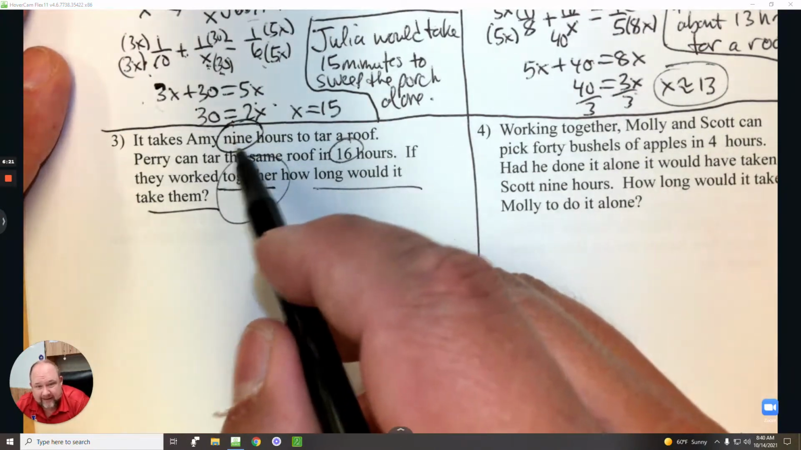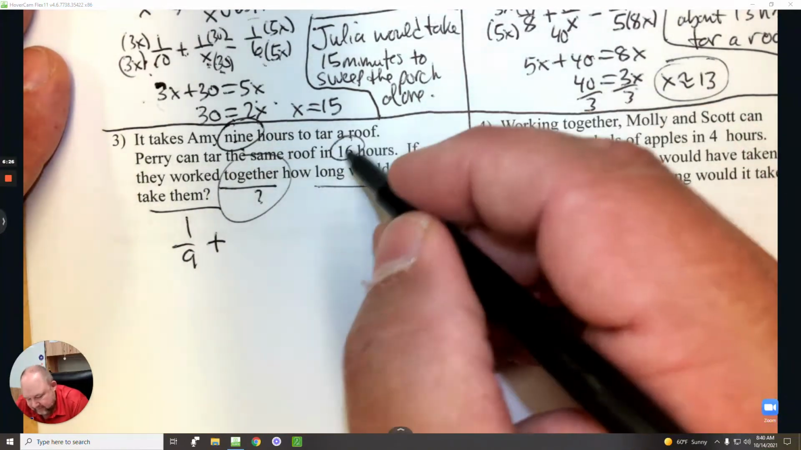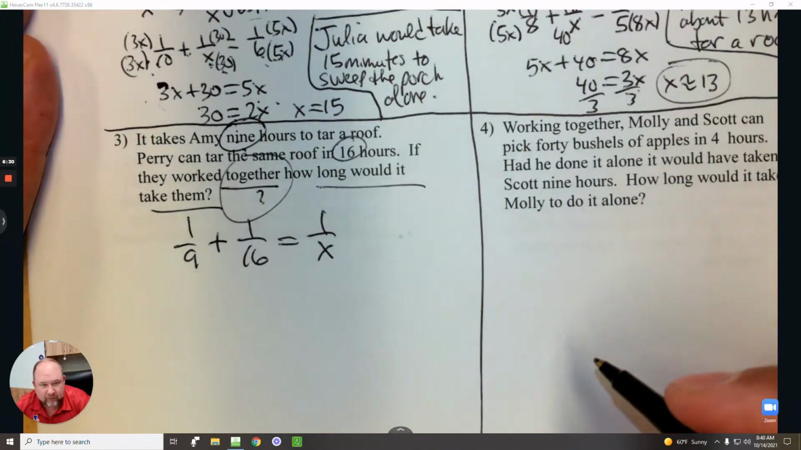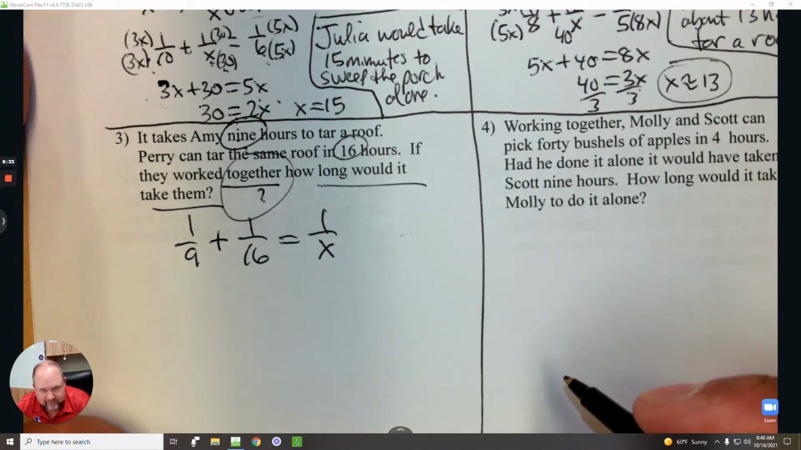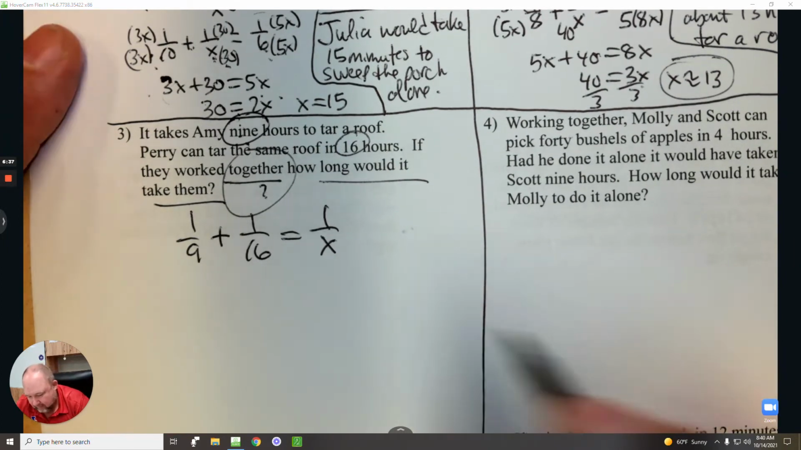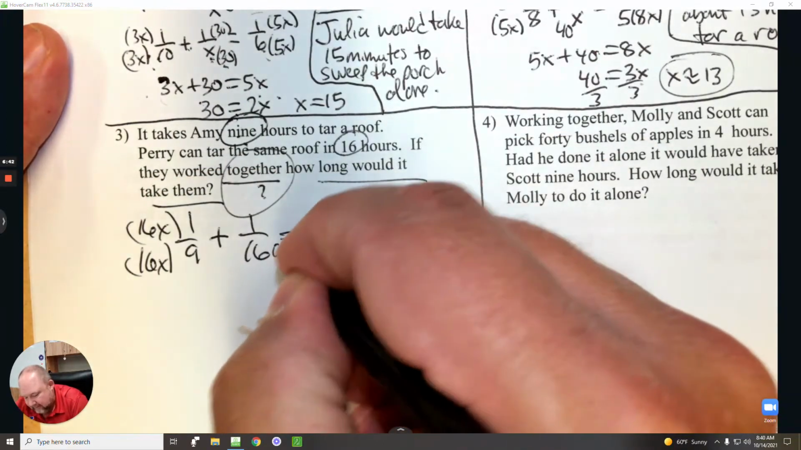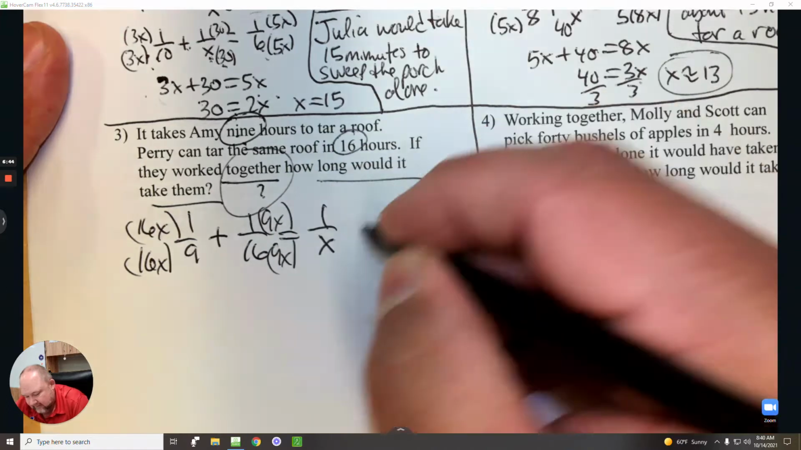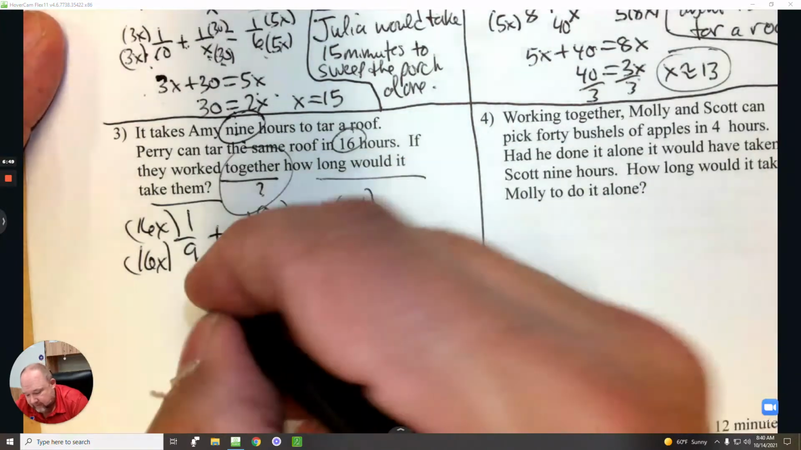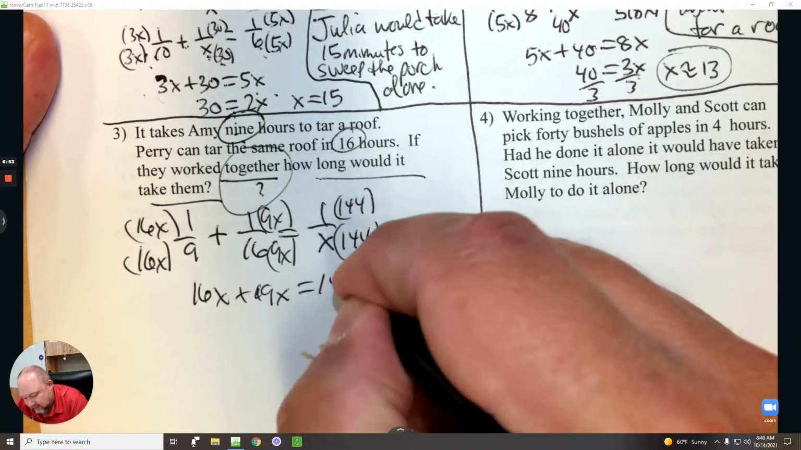So if it takes Amy 9 hours, the rate is 1/9. If it takes Perry 16 hours, the rate is 1 over 16. And then together, the rate that I'm looking for, the unknown, would be 1 over x. Common denominators for 9 and 16 would be 144. So I need to multiply by 16x, and I need to multiply by 9x, and I need to multiply by 144. So we have common denominators. So that gives me 16x plus 9x is equal to 144.